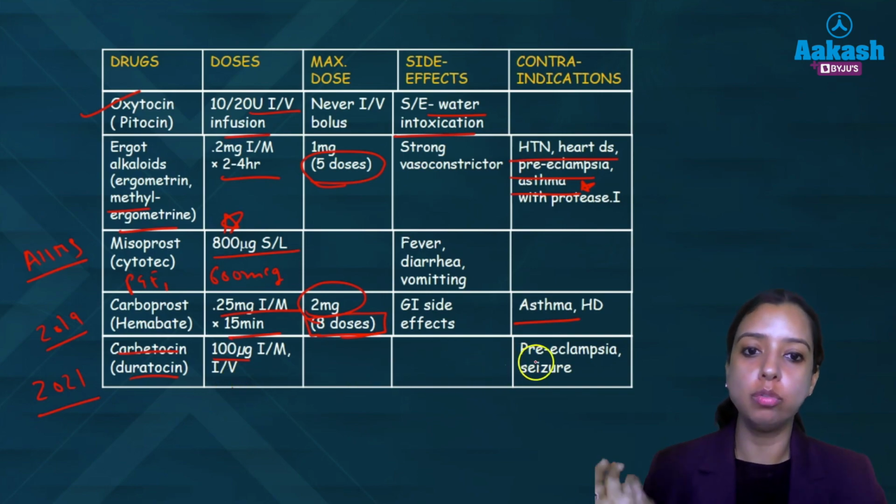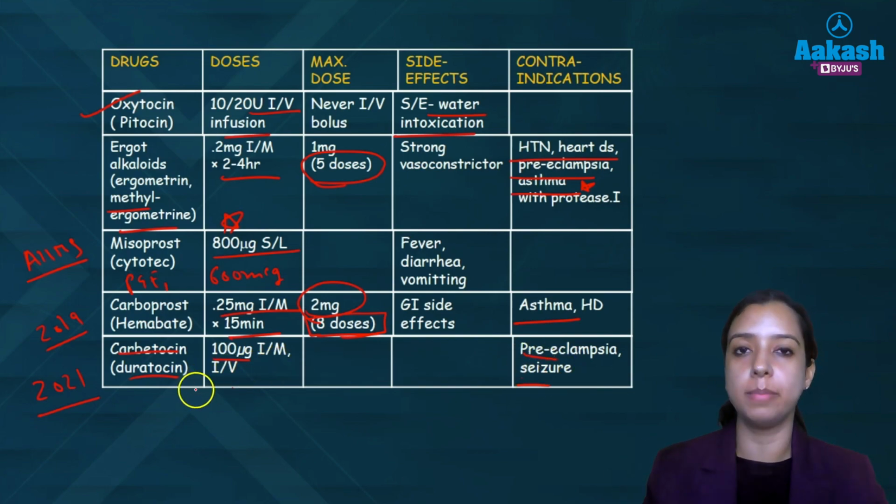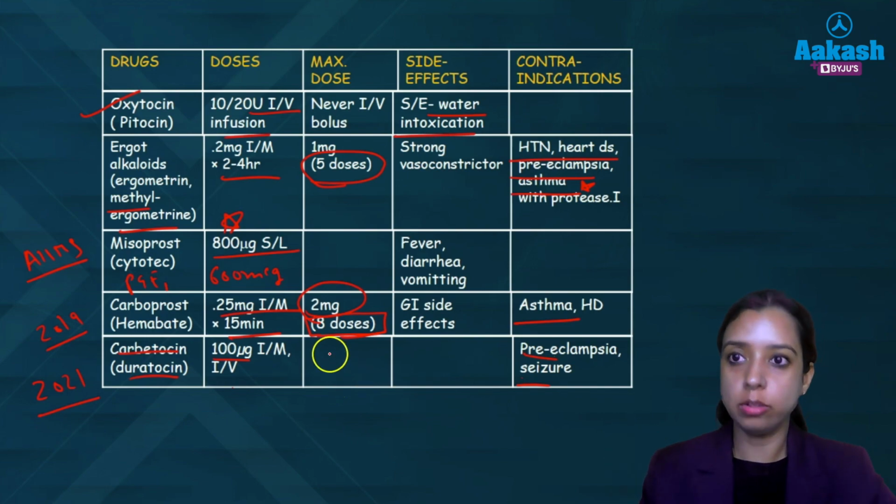But it cannot be used when the patient has a history of preeclampsia and seizures, and if the patient has been given general anesthesia, then carbetocin is avoided. Okay, so you should know all these drugs. The questions have been asked.